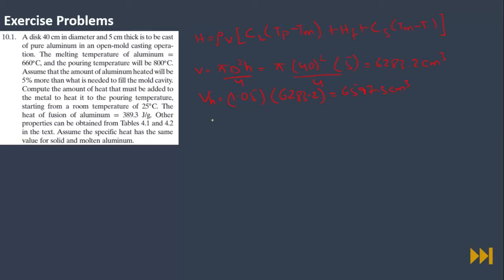So we have the density of the aluminum equal to 2.70 grams per centimeter cube, whereas the specific heat in the solid state is equal to 0.88, and the specific heat in the liquid state would be equal to 0.21.